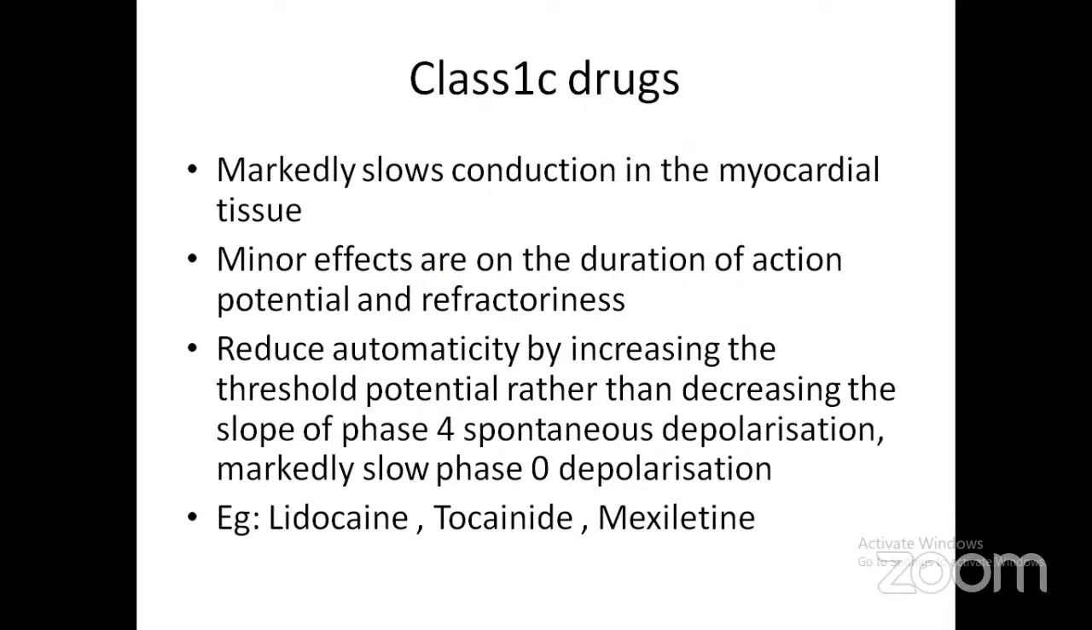Class 1C drugs markedly slow conduction in the myocardial tissue. Minor effects are on the duration of action potential and refractoriness. They reduce automaticity by increasing the threshold potential rather than decreasing the slope of phase 4 spontaneous depolarization. They markedly slow phase 0 depolarization. Examples are lidocaine, tocainide, mexiletine.